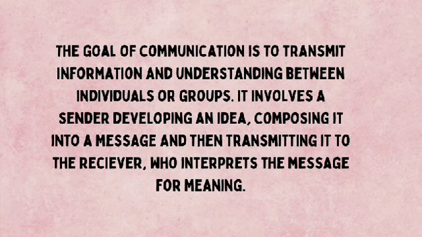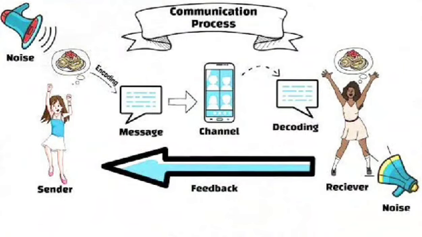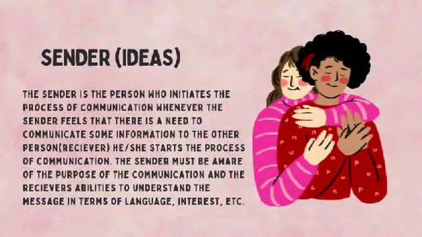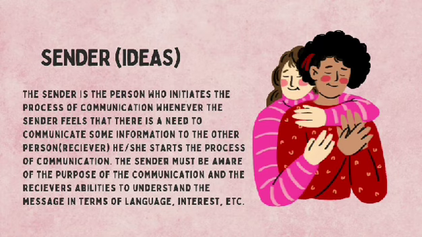It involves a sender developing an idea, composing it into a message, and then transmitting it to the receiver, who interprets the message for meaning. Here are the components of the communication process. First is the sender. The sender is the person who initiates the process of communication whenever the sender feels that there is a need to communicate some information to the other person. He or she starts the process of communication.